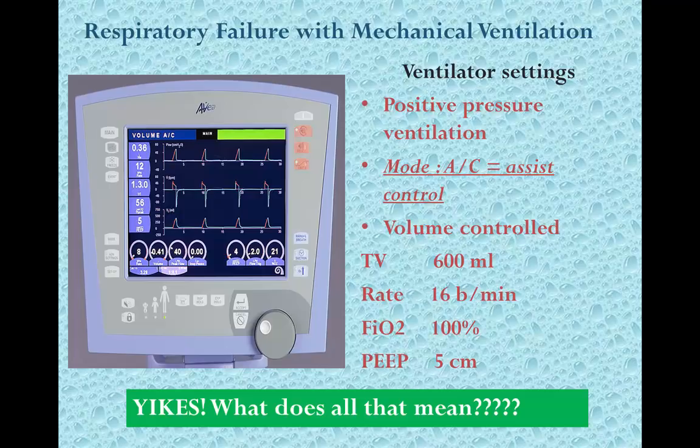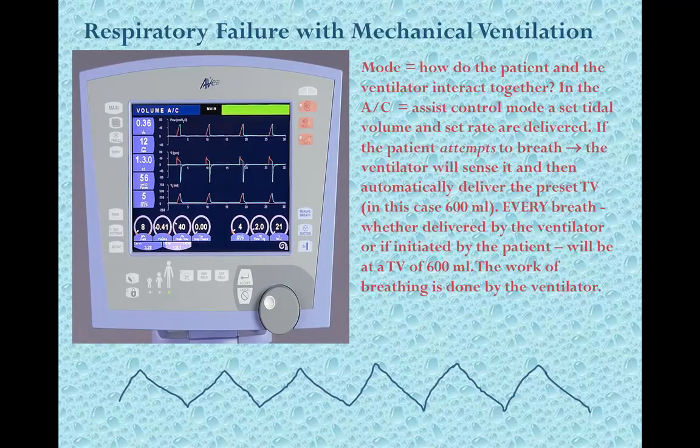And then the next setting that we talk about, that was positive pressure ventilation that we just covered. Now the next decree or physician prescription is the mode. And the mode for this patient is assist control. So what does mode mean? Well, mode just simply means how do the patient and the ventilator interact together? In other words, if I put a certain mode, and there's probably, I don't know, 30 or 40 of them. There's like a 10-page article that I read. There's a ton of different modes.